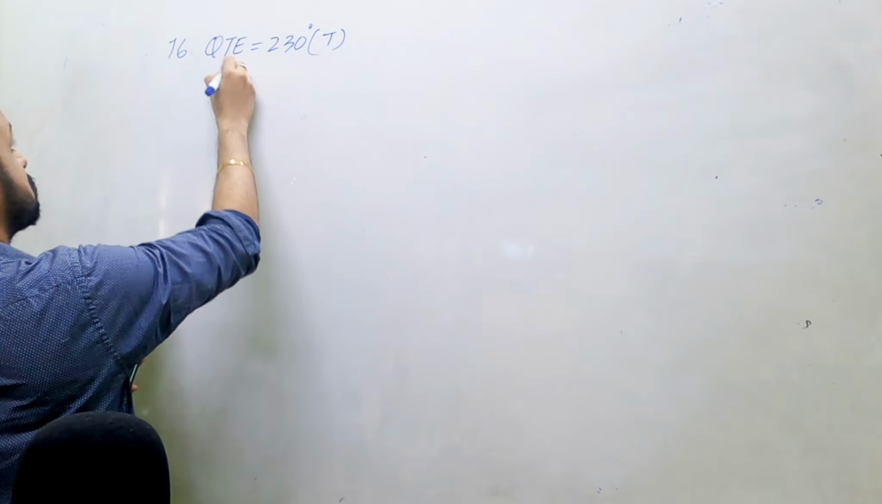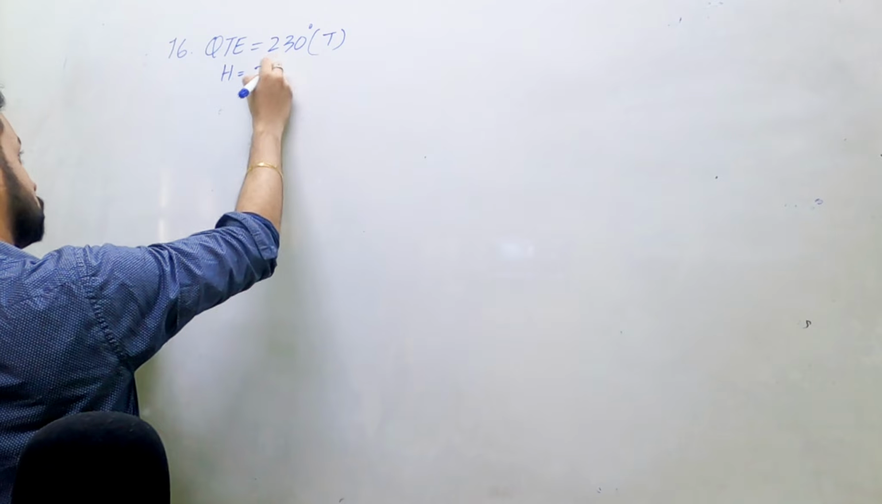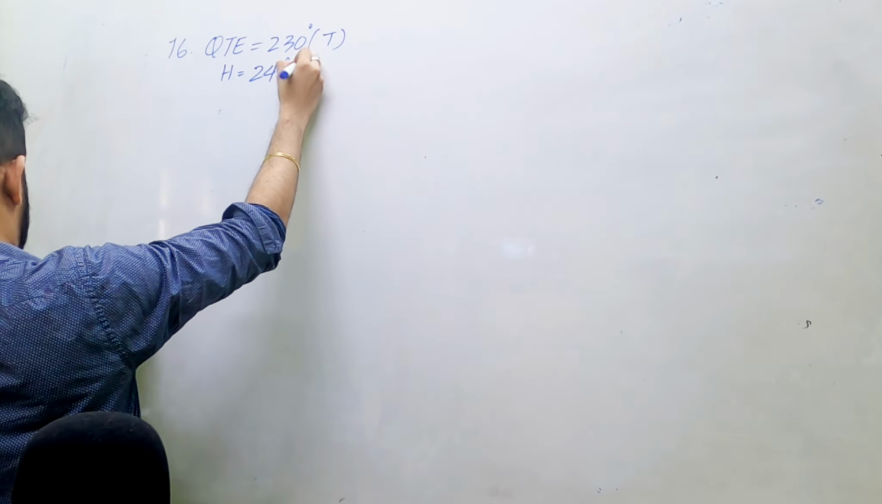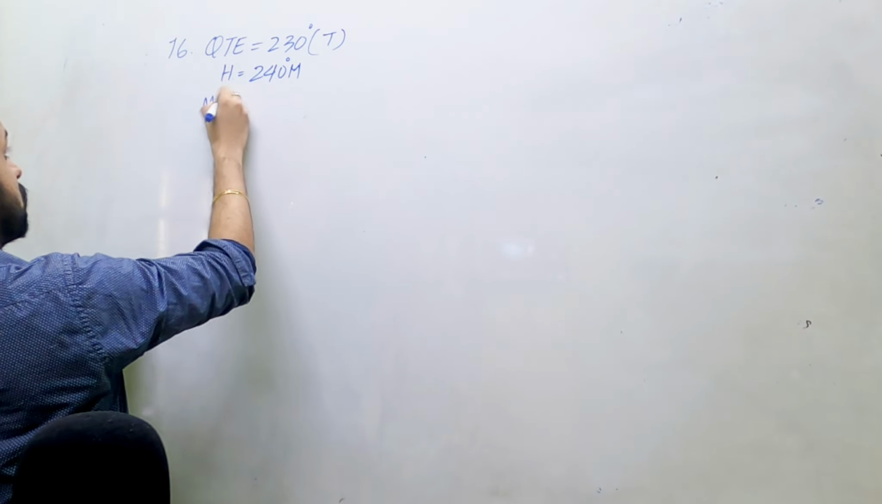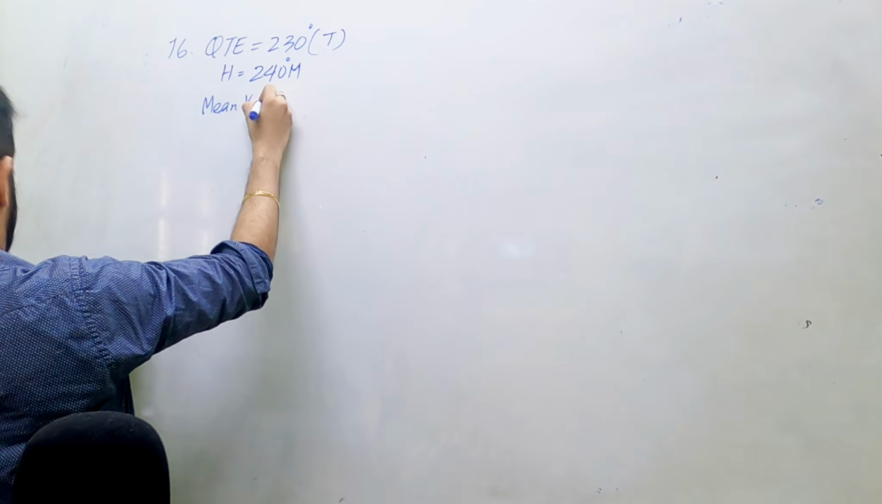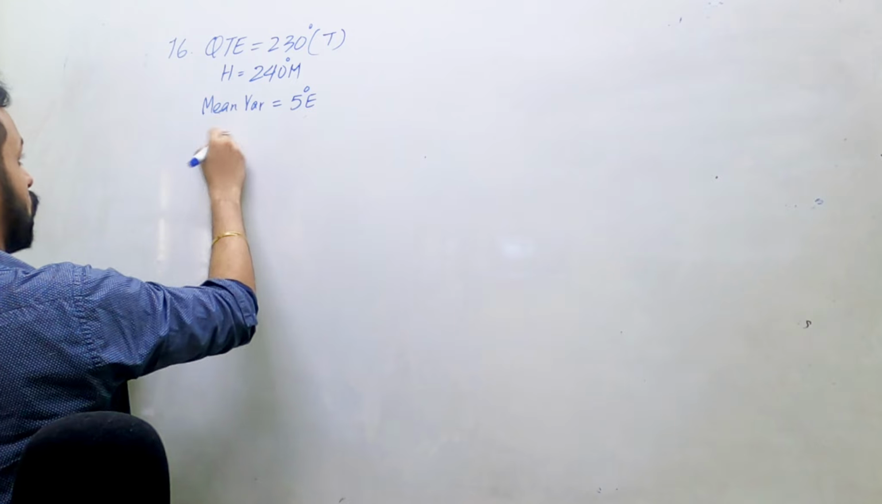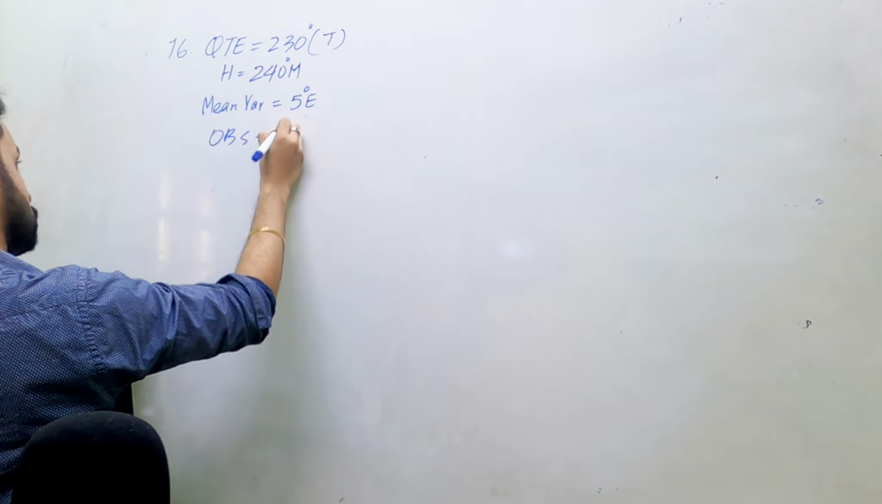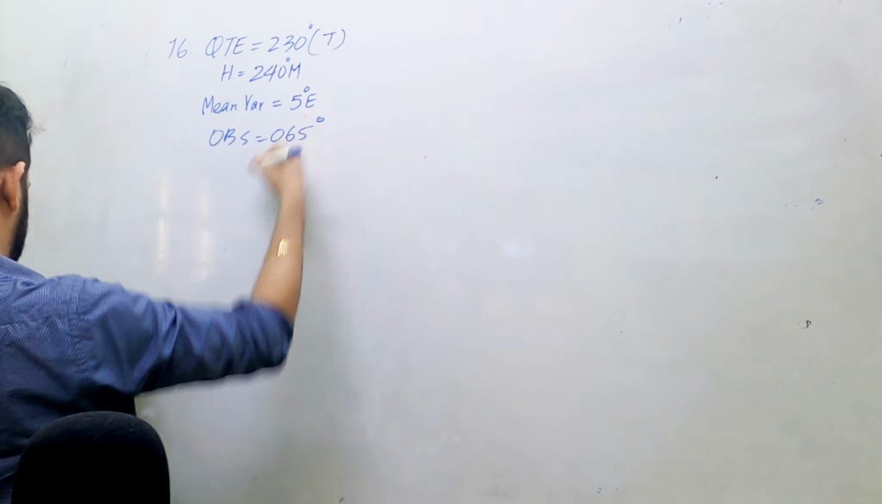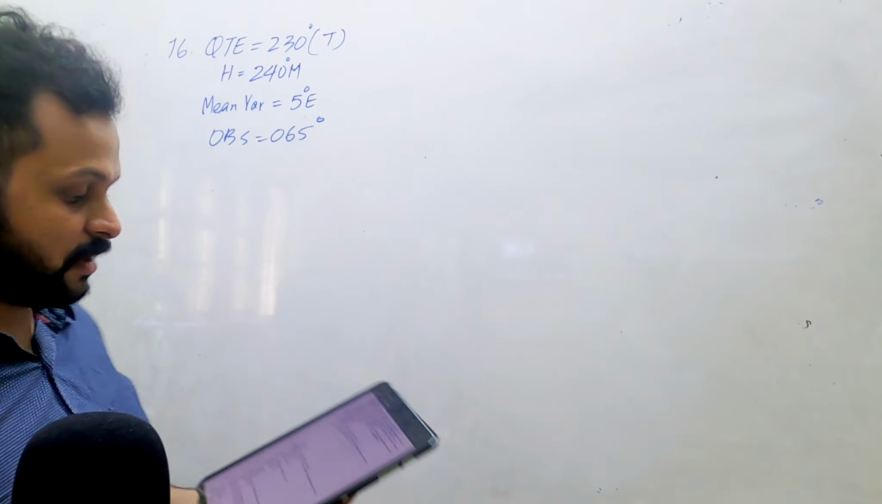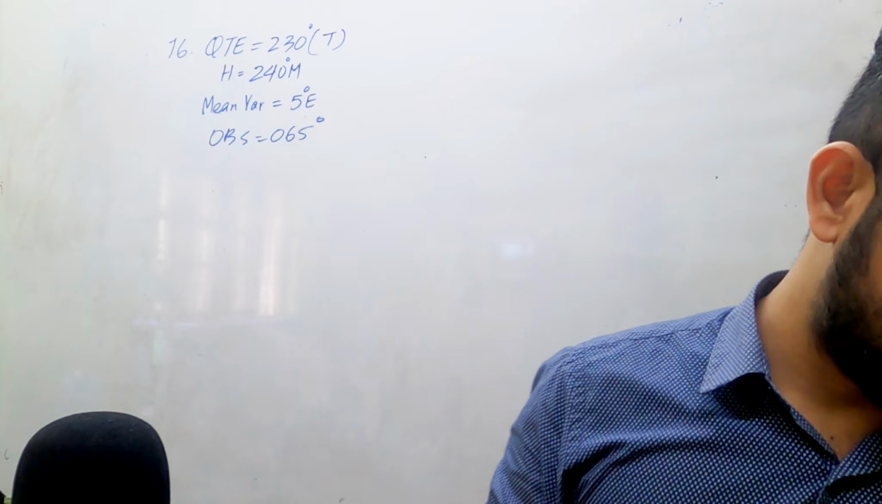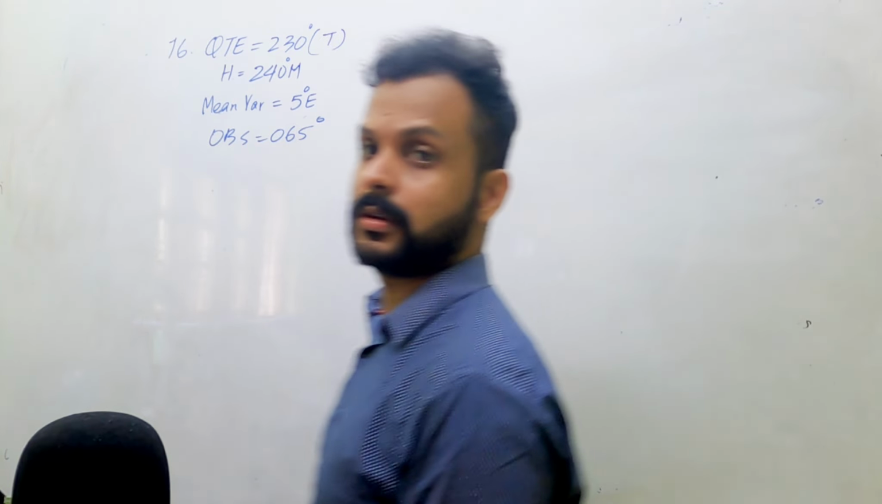What is the heading? 240 degrees magnetic. Mean variation 5 degrees east. OBS 065 degrees. So we have to find the CDI indication, flag, type of sensing, and ADF indication if there is an NDB associated with it.